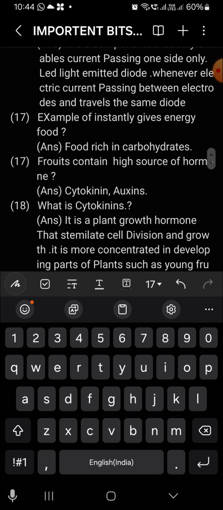Next question. Example of instantly giving energy. These are foods rich in carbohydrates. When athletes take glucose, it gives them energy.